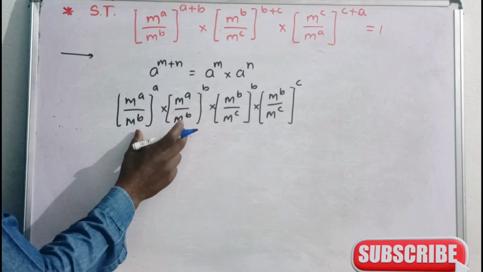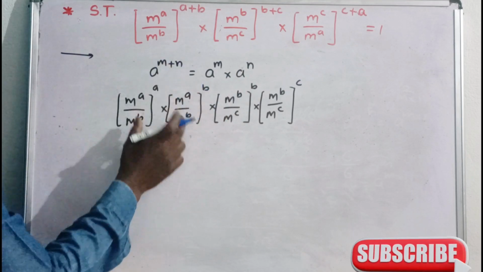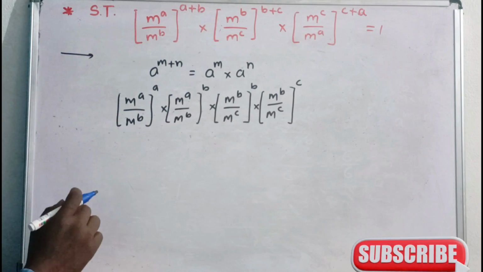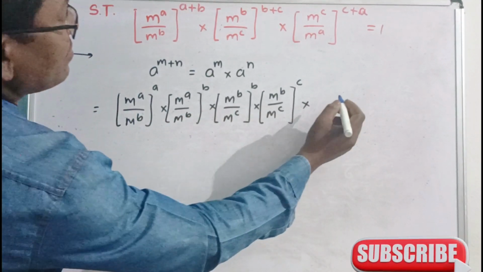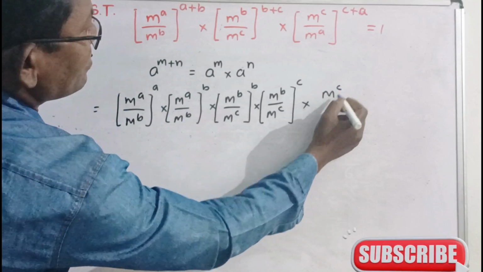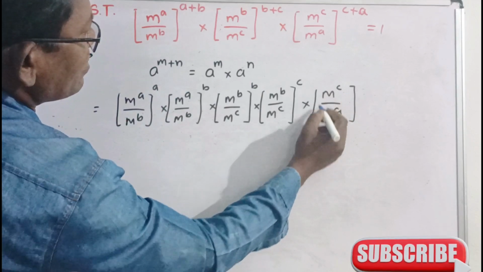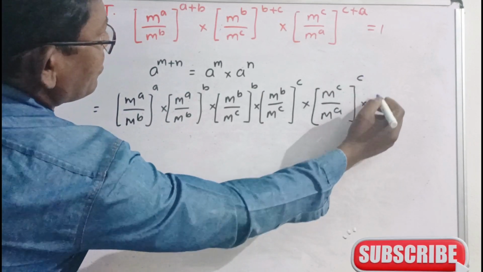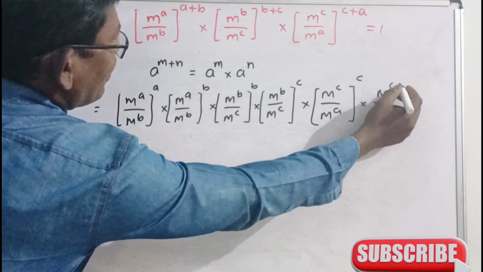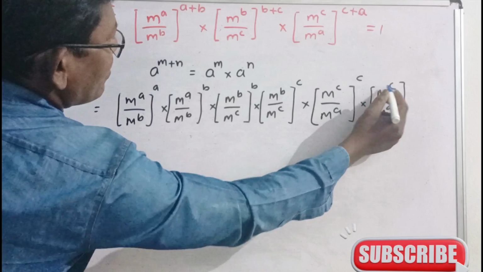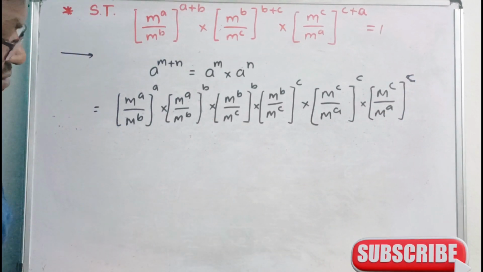अभी यहाँ पर हम अगर ये फार्मूला यूज करेंगे तो फिर से m plus n, बेस सेम है, पावर का एडिशन हो जाएगा, into (m^c / m^a)^c into (m^c / m^a)^a.